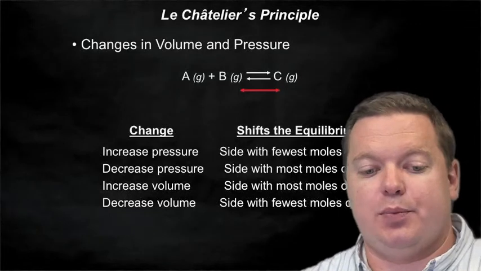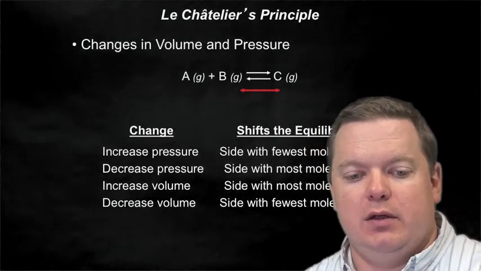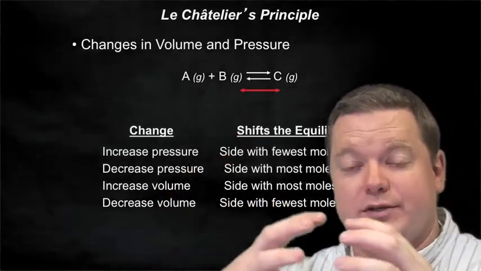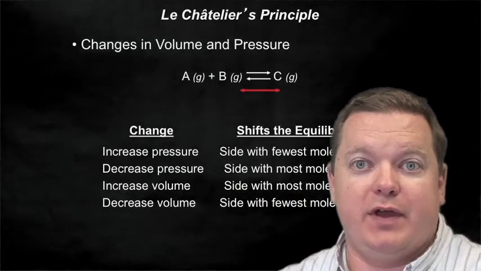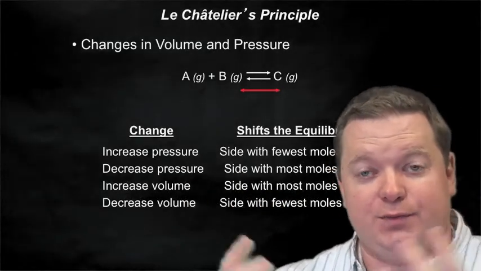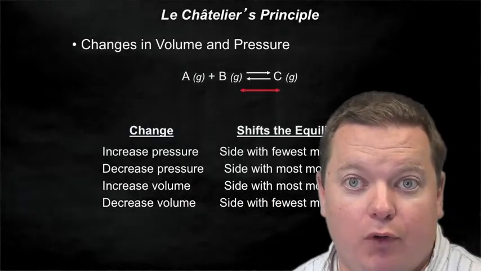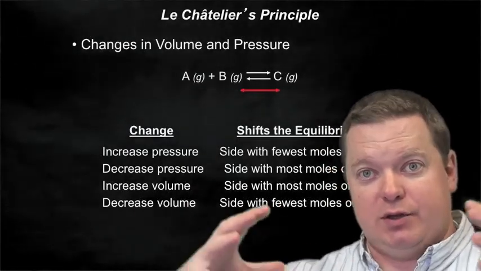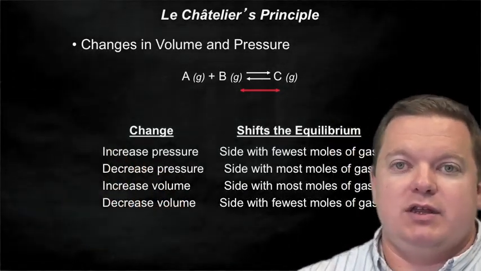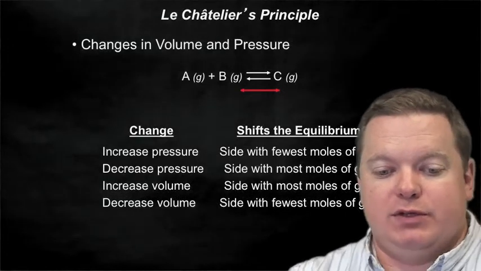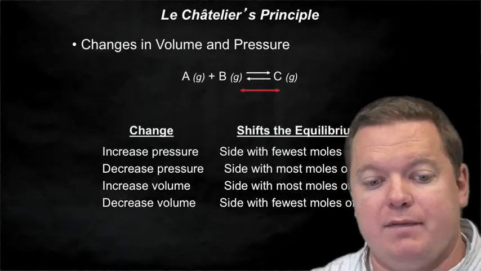So by increasing the pressure, we're squeezing those gas molecules together. That's going to cause the system to try to reduce the number of particles in the gas phase, to give each gas molecule more room. So it's going to shift to the side of the reaction that has fewer moles of gas. If we decrease the pressure, now we have a large amount of space for those molecules, and it's going to shift in the opposite way. It's going to shift to the side with the most moles of gas, because those molecules now have a whole bunch of space.